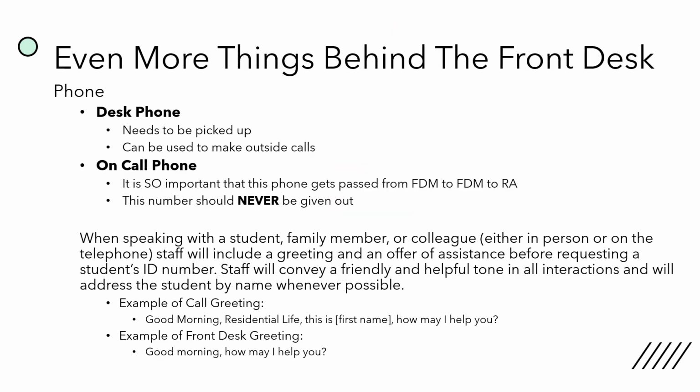Lastly, something that might seem the most obvious, you have your desk phone. The desk phone needs to be picked up every time it rings while you're there during your shift. And it can be used to make outside calls. Then there's this cool little black flip phone that is the on-call phone. It is so important that this phone gets passed from FDM to FDM and towards the end of the night from FDM to RA. And the on-call phone number should never be given out.